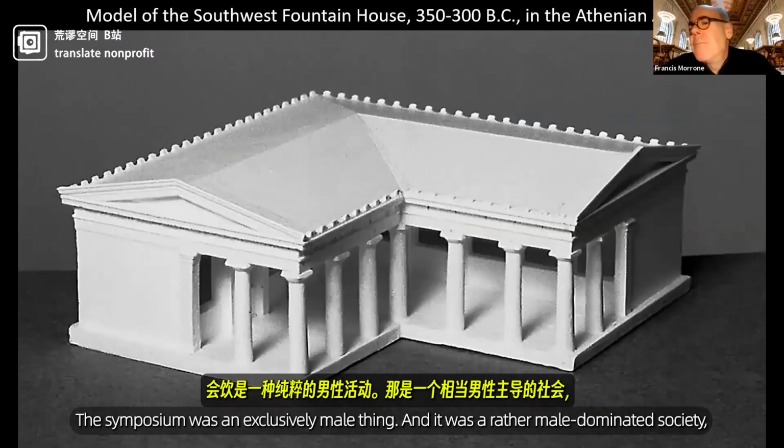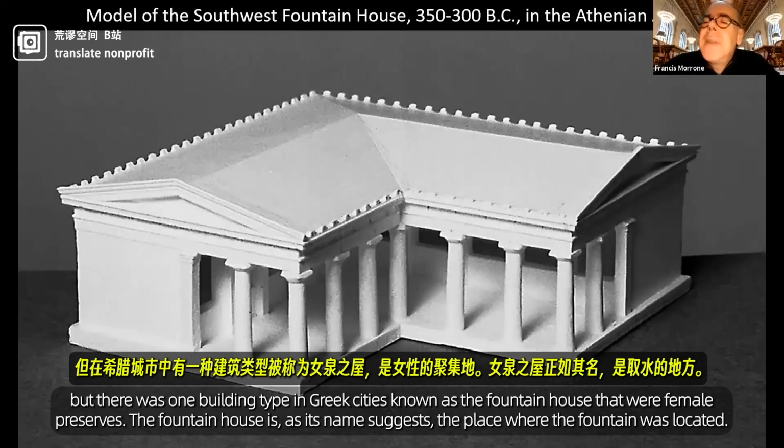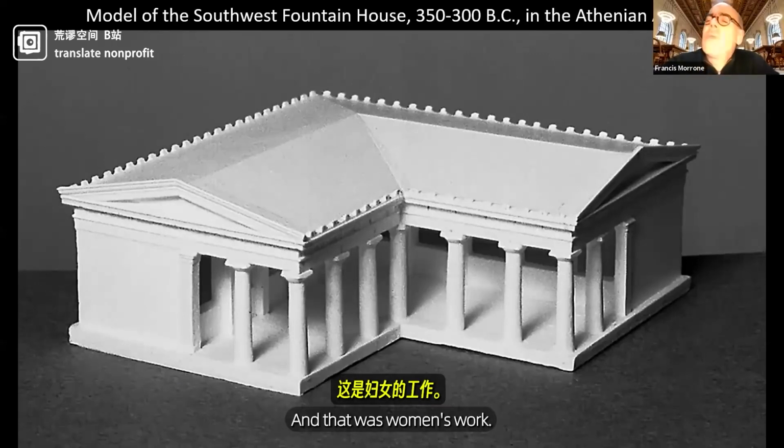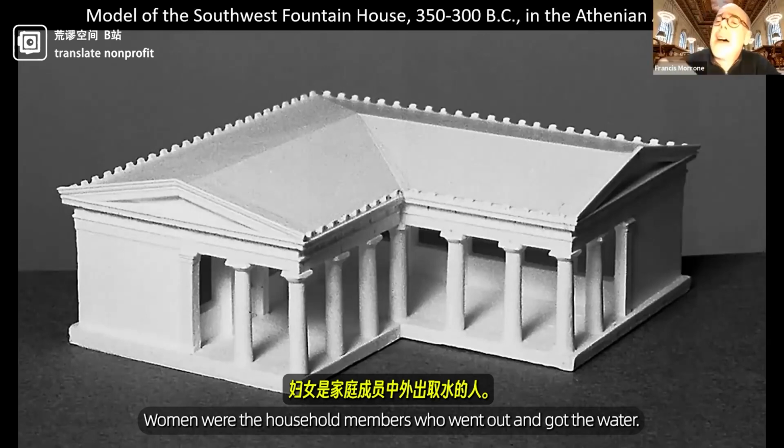What about women? The symposium was an exclusively male thing. And it was a rather male-dominated society, but there was one building type in Greek cities known as the fountain house that were female preserves. The fountain house is, as its name suggests, the place where the fountain was located. It's where you went to get water. And that was women's work. Women were the household members who went out and got the water.